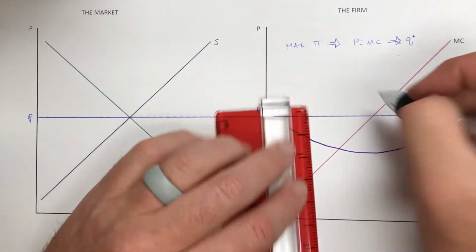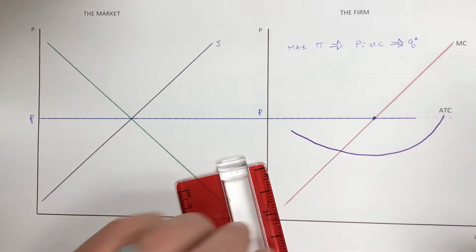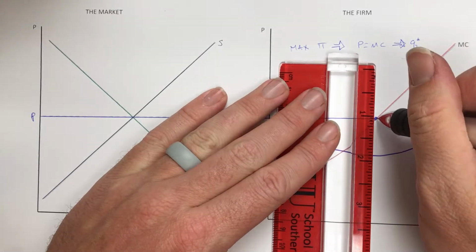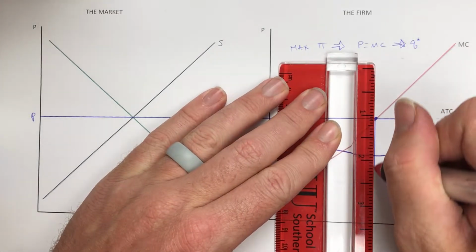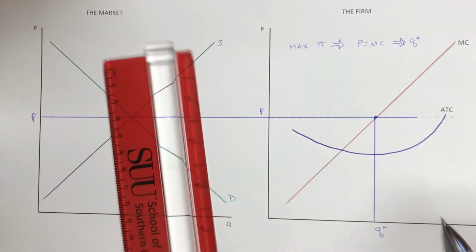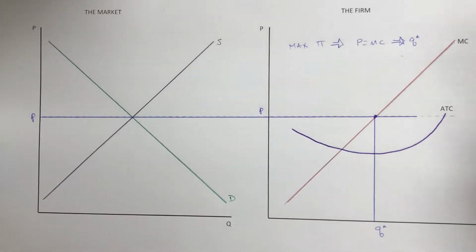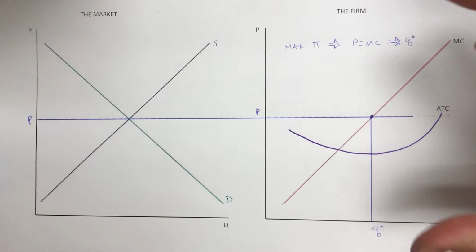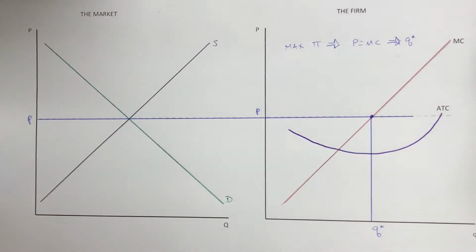Well, in this case, right here is where price equals marginal cost. And so therefore, to maximize profits, we come down here and there's our Q star. Okay, so this is what's happened in the short run based on how this market was set up and this representative firm in a competitive market. This is the example in the case.